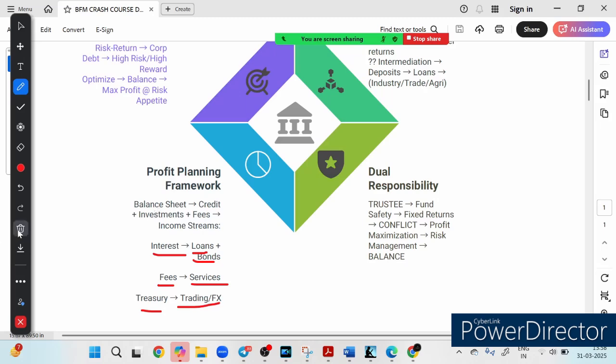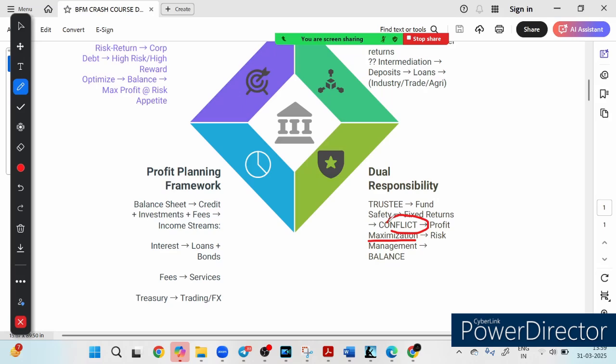And if you look at the dual responsibility of the bank on the right side, you can see that a bank wears two hats. It acts like a trustee, ensuring your funds are safe. Whatever you deposit in the bank remains safe with a fixed return. But here is the catch: they must also maximize profit while managing risk. This creates a natural conflict, making risk management and balance the key to success.